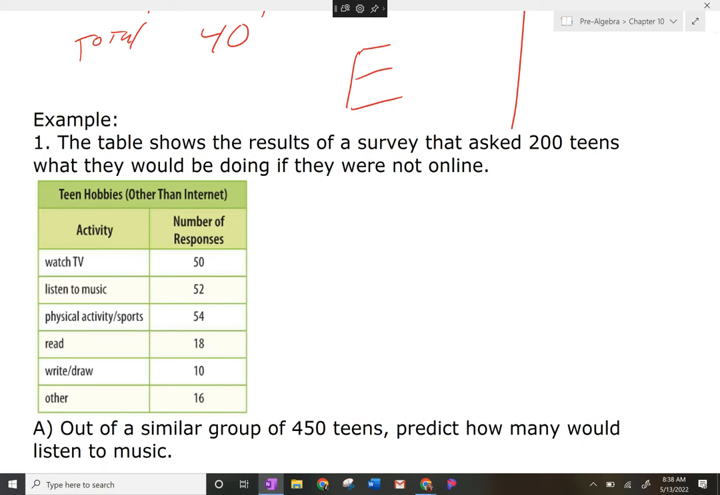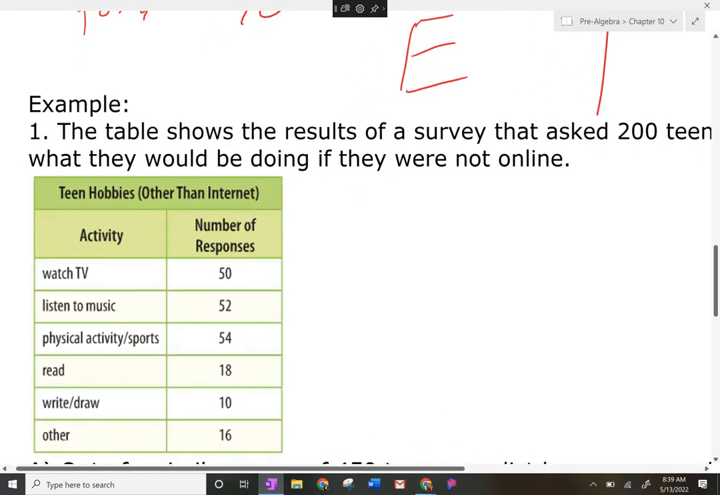All right, so for this one, it says the table shows the results of a survey that asked 200 teens what they would be doing if they were not online. What's my bottom number for each fraction? 200. How'd you get that? It's the total of teens. Yeah, it tells us the total is going to be 200. If you wanted to, you could add every single one of those up, but the great news is the definition on that one says it's going to be out of 200.